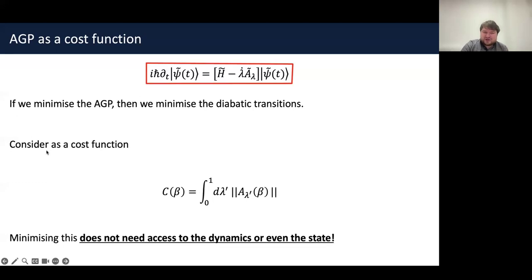So why not consider as a cost function, instead of the fidelity or something that I have to calculate using complex routines, simply properties of the adiabatic gauge potential. So here we're going to consider the norm of the adiabatic gauge potential across the protocol path. And the important thing about this is minimizing this does not need access to the dynamics. This particular version doesn't even need access to the state. So the optimal control procedure here would take, I don't know, fractions of a second, depending on how you're coding it up, right? No time whatsoever. I'm not having to run costly quantum dynamics. I'm not even having to diagonalize a Hamiltonian or even find a ground state at any point.